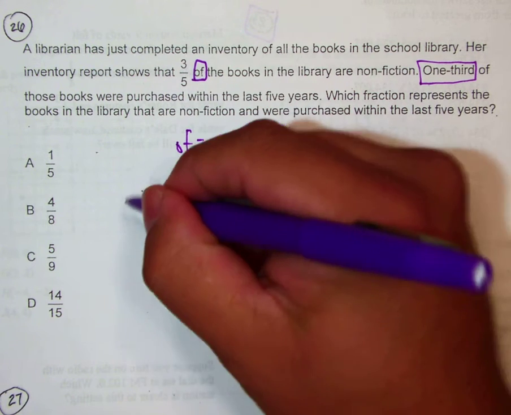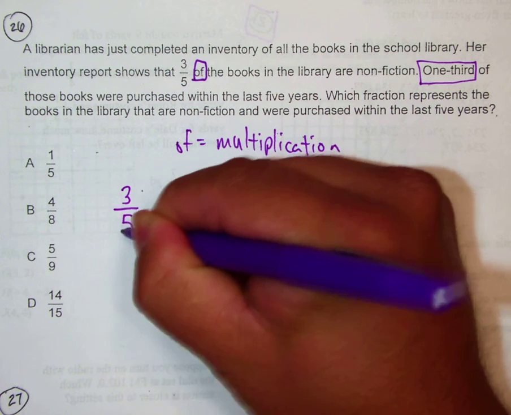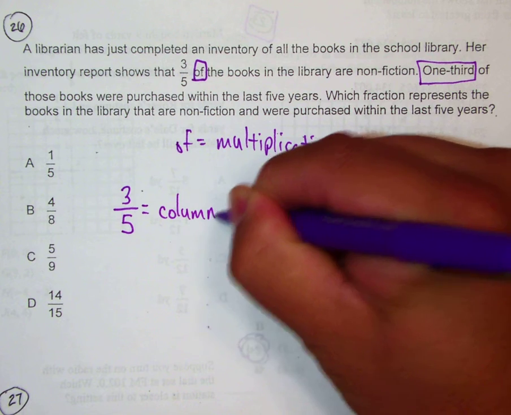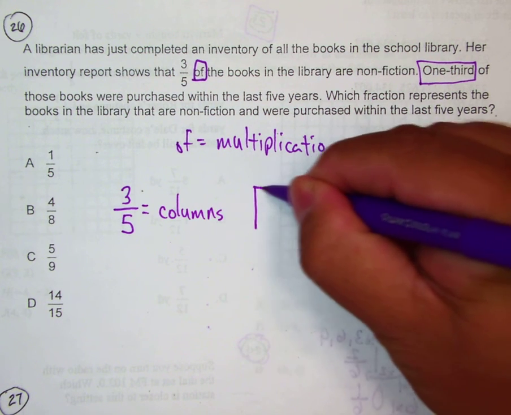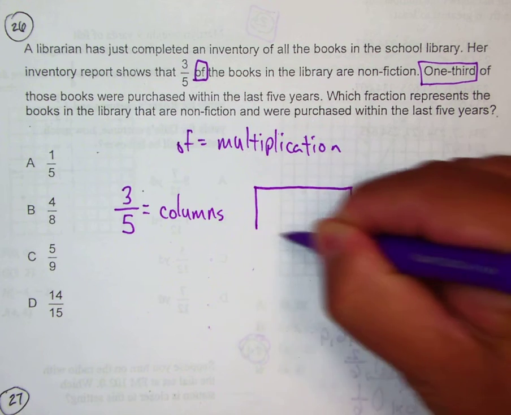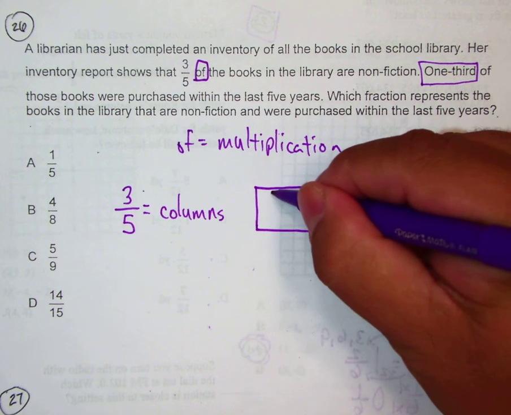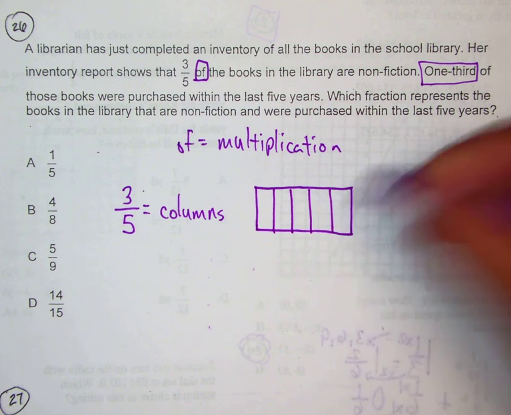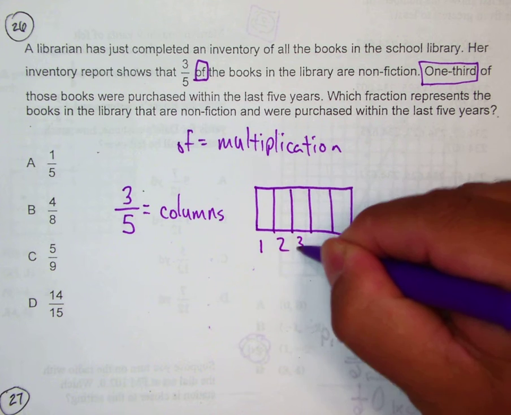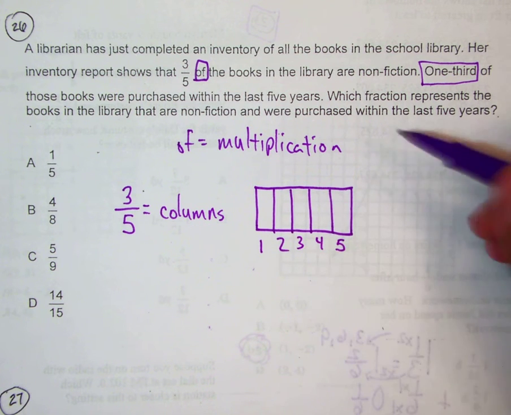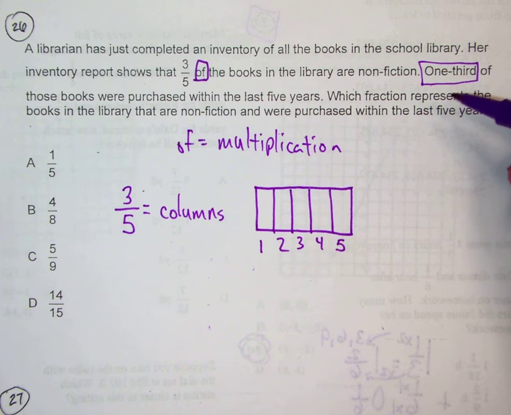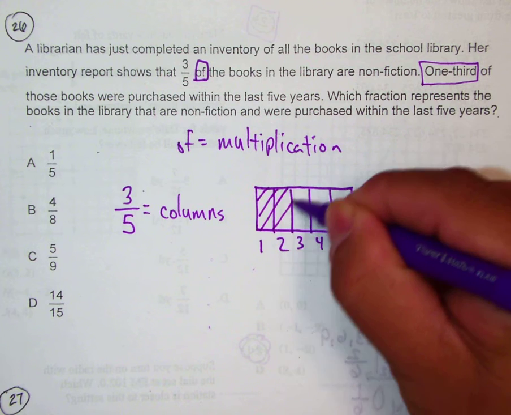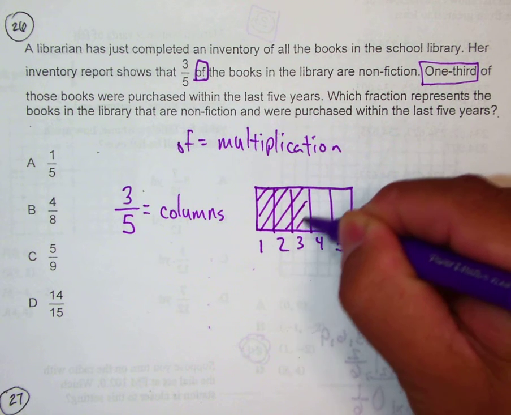In order to model this, I'm going to first get my 3/5, and this is going to represent my columns. So I'm going to draw 5 columns. Remember, your denominator represents how many total columns you have. So I've got 1, 2, 3, 4, and 5. The numerator will represent how many columns are shaded. That's my parts. Notice I'm going to shade all the way to 3.